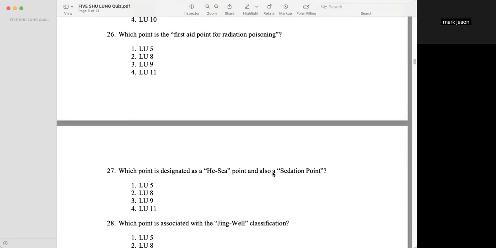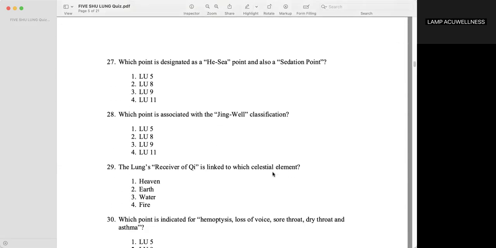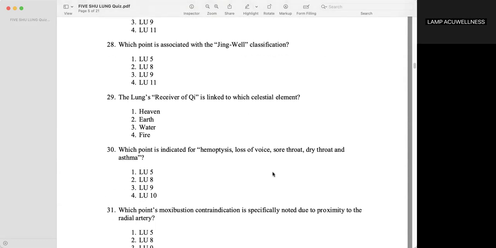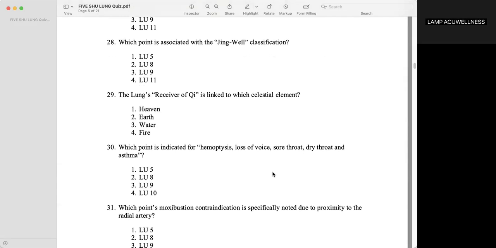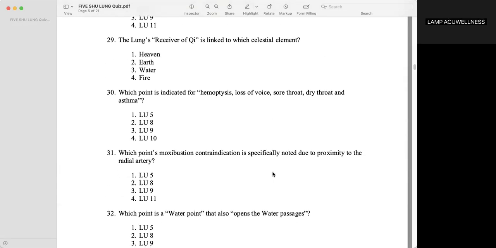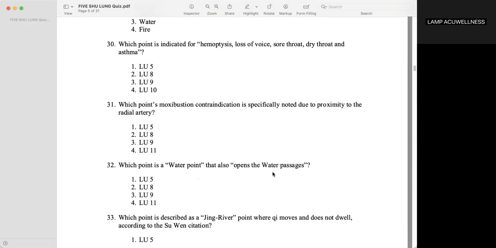Number 3, Lung 9. Which point is designated as a Horary point and also a sedation point? Number 1, Lung 5. Which point is associated with the Jing-Well classification? Lung 11, number 4. The lung's receiver of qi is linked to which celestial element? Number 1, heaven.